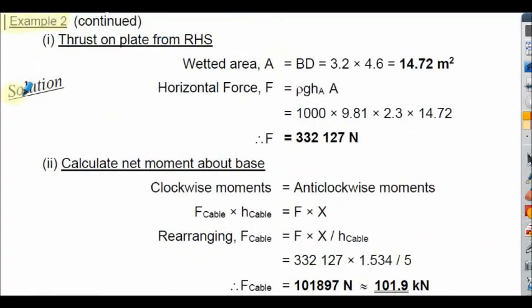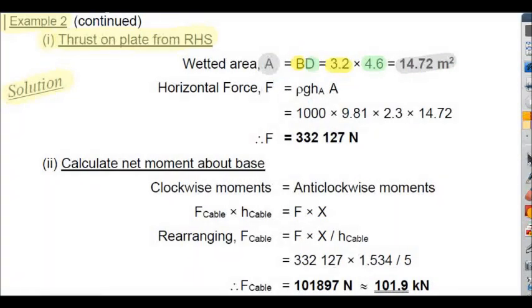Example 2, solution continued. The first thing we need to do is to calculate the thrust on the plate from the right hand side. This is from the fresh water stored behind the sluice gate. So the wetted area A will be the width B multiplied by the depth D. So our wetted area here is 14.72 meters squared, 4 significant figures here.